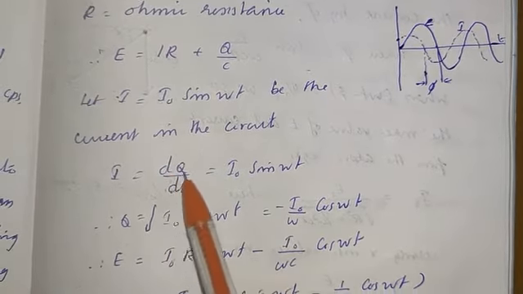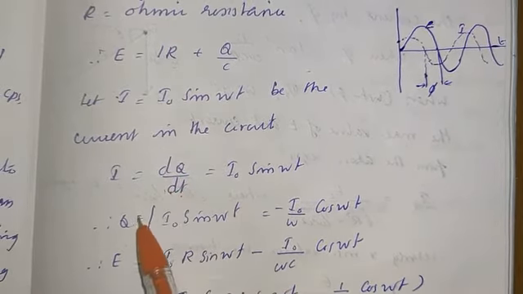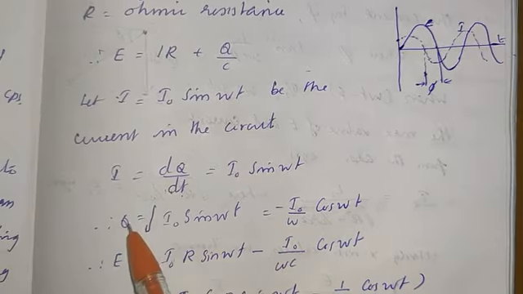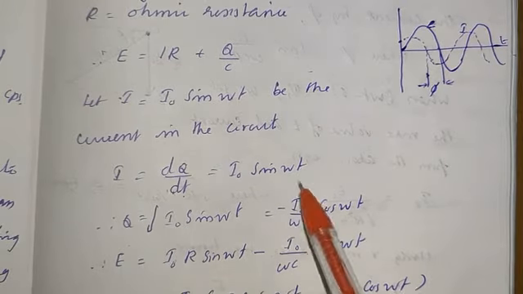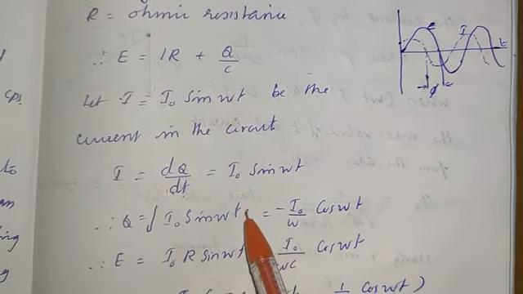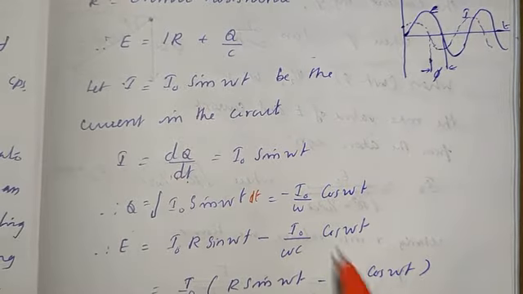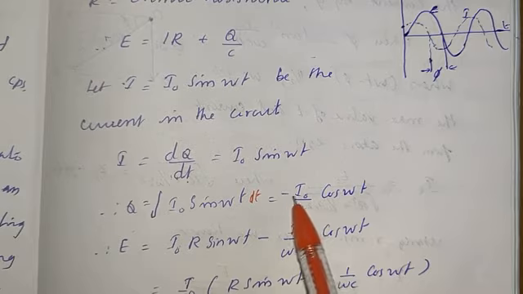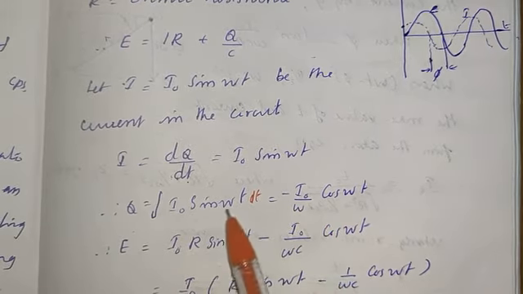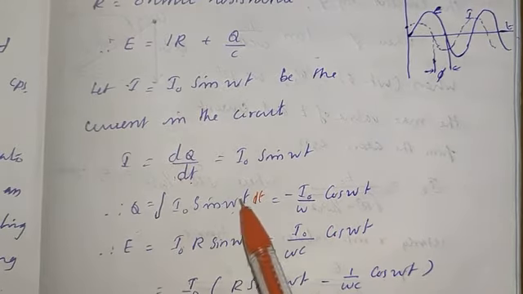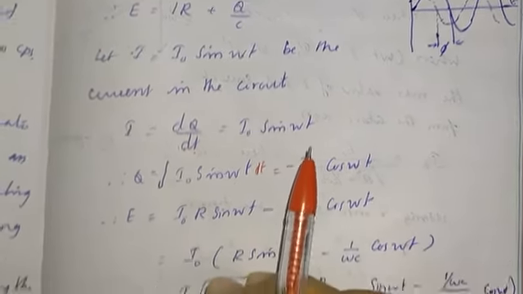Then q can be evaluated from this expression by integrating. So q is the integral of I0 sin omega t dt, which will give you minus I0 by omega cos omega t. So integrating this will give you minus cos omega t by omega.